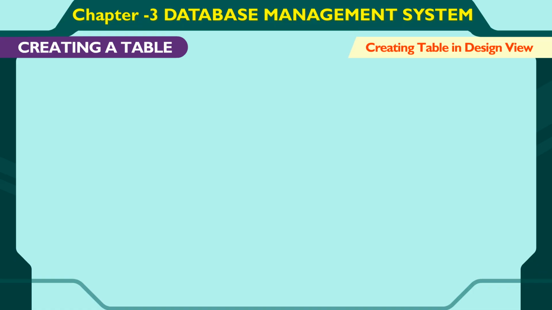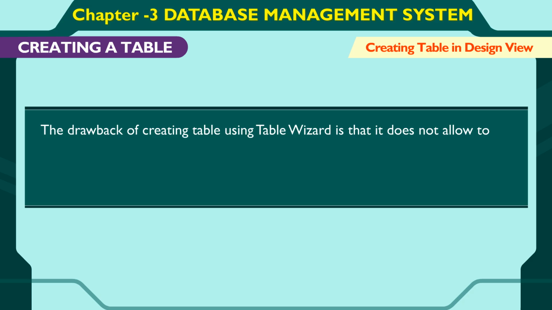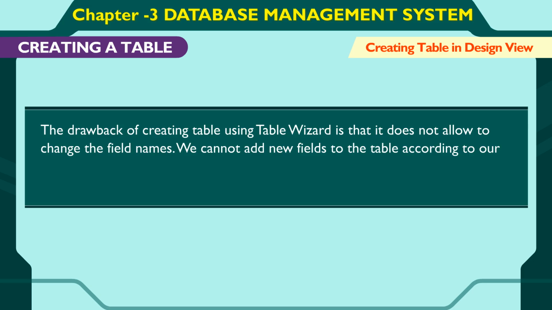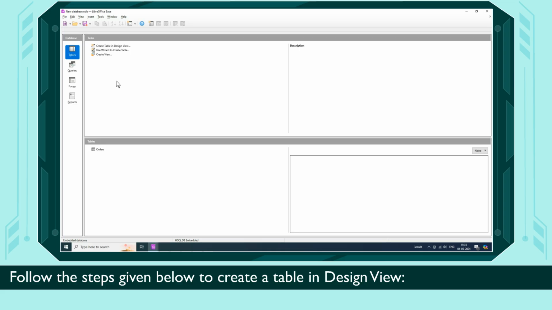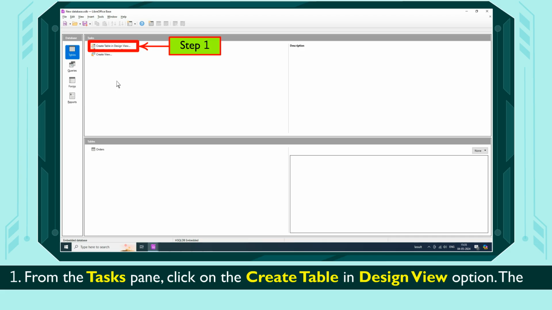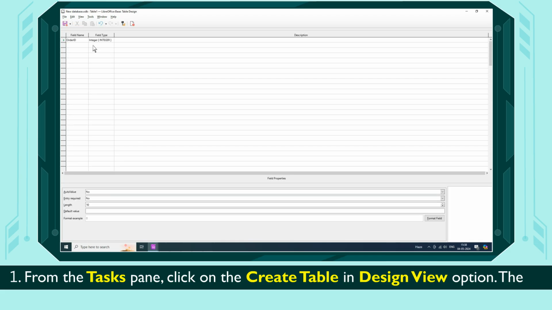Creating a table in Design View. The drawback of creating a table using Table Wizard is that it does not allow us to change the field names. We cannot add new fields to the table according to our requirement. The Design View solves this problem by giving the facility to add new fields. Follow the steps given below to create a table in Design View. 1. From the Tasks pane, click on the Create Table in Design View option.